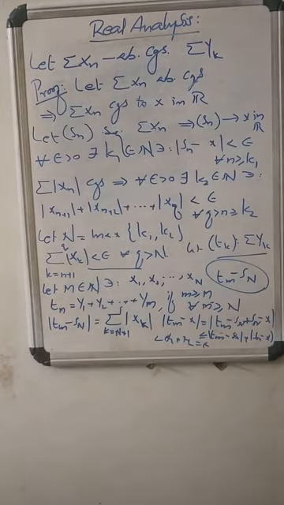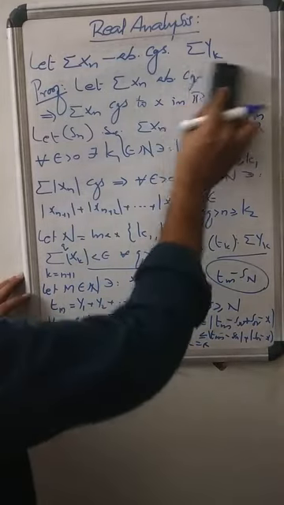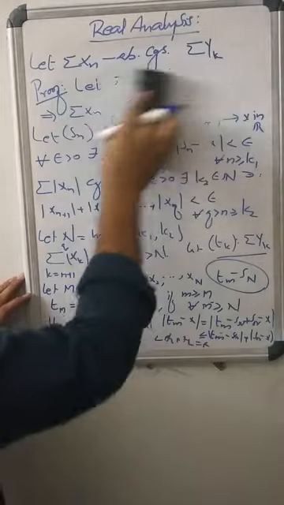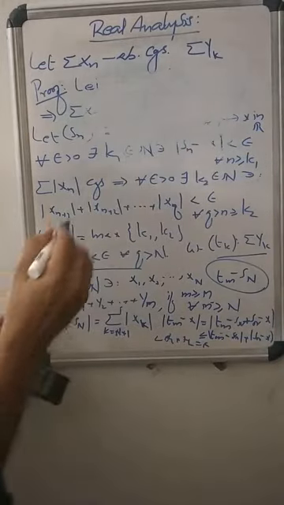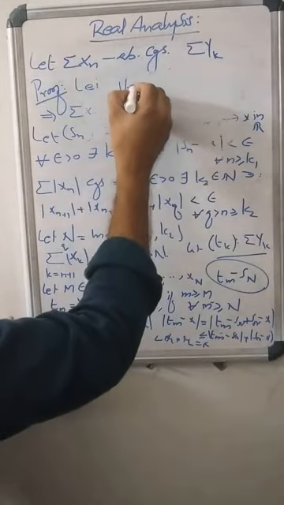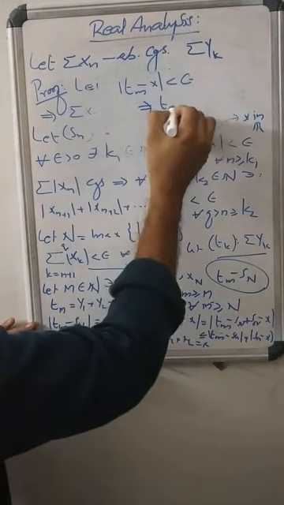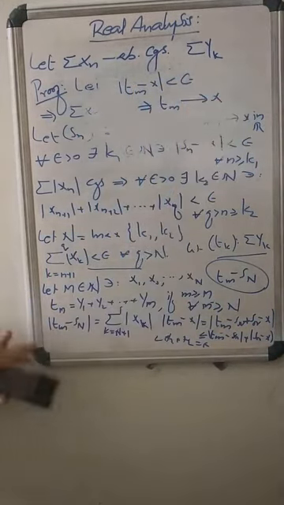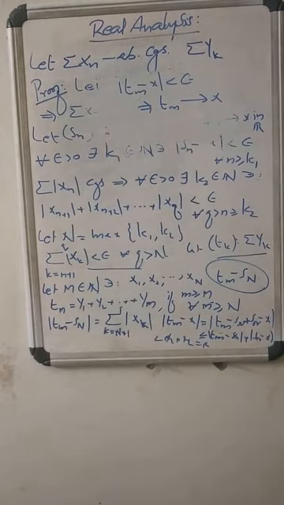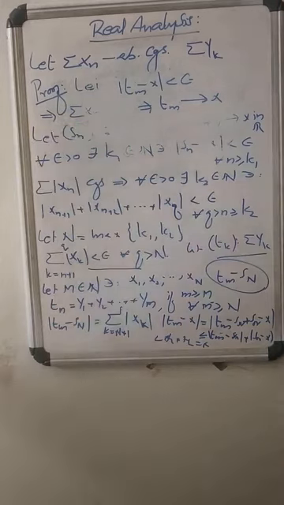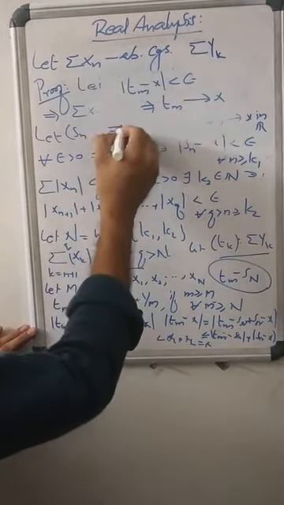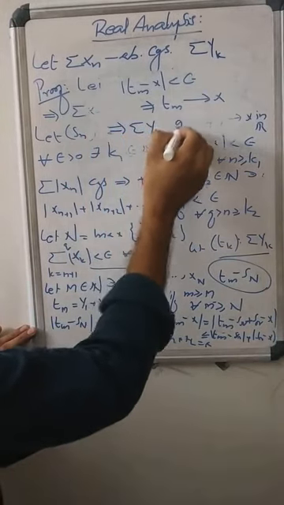Thus modulus of Tm minus x is strictly less than epsilon. That means Tm converges to x, where Tm is the sequence of partial sums of sigma yk. Hence Tm converges, therefore sigma yk converges.